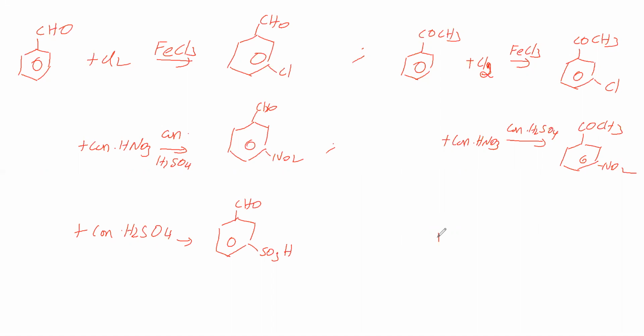Then we'll take this acetophenone for sulfonation. We will treat acetophenone with conc. sulfuric acid. Therefore, at the meta position, the sulfonic acid group comes. In this sulfonation, what is the electrophile? SO3 is the electrophile. In SO3, a positive charge will not be there. SO3 is the electrophile.